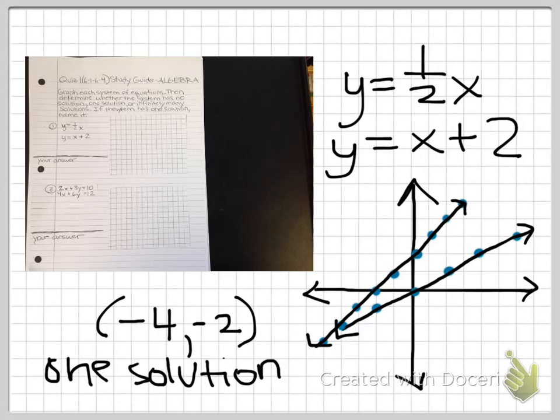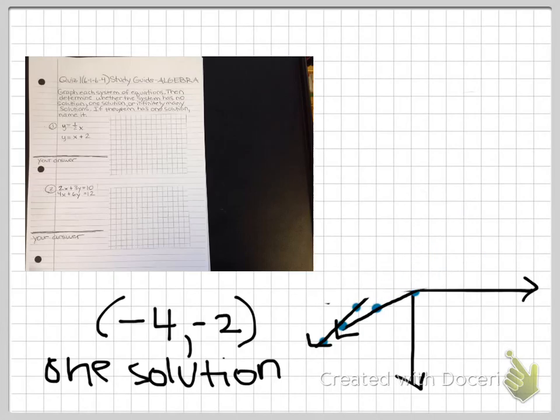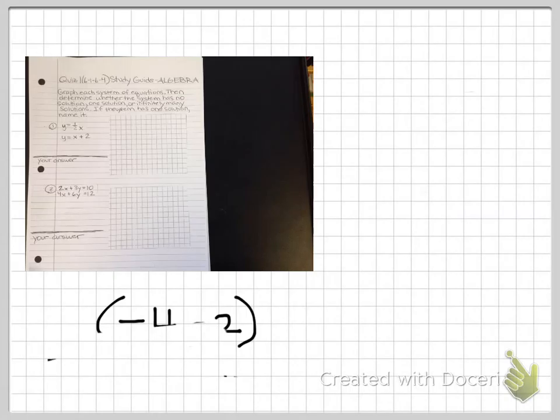Now the second two equations are not in slope-intercept form, so they need to be put into slope-intercept form before we start. So I'm going to erase the first problem, and we'll look at the second problem. Before we can determine anything, even graphing or how many solutions they have, we're going to put them in slope-intercept form. So that's what we'll do first.